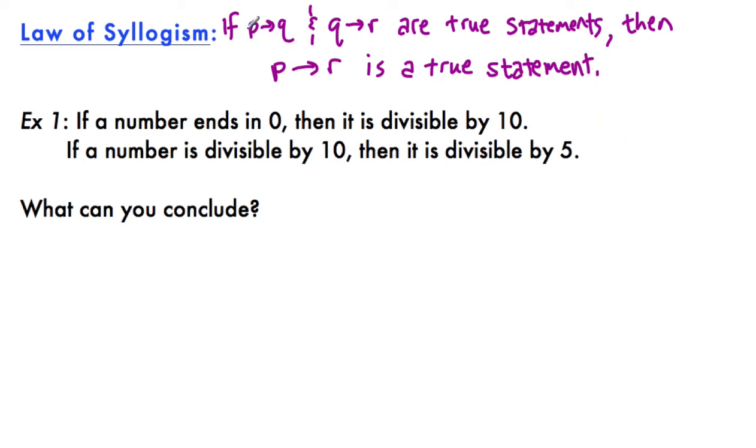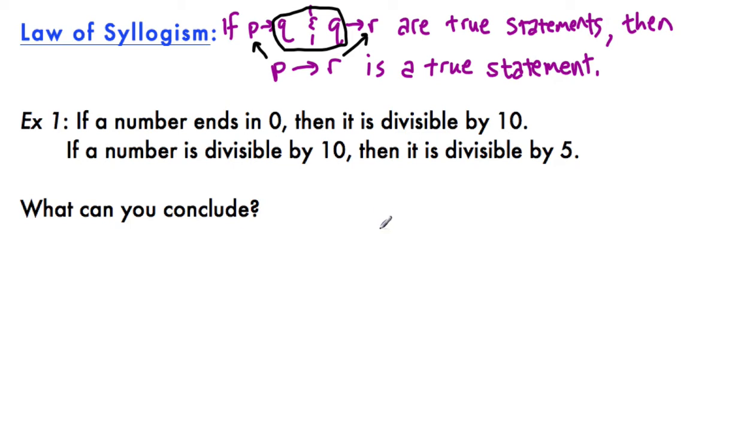Let's look at what we're saying. If P implies Q, that's what we're used to: hypothesis implies conclusion. And if we have a second statement that takes the conclusion of the previous one and implies another piece, a new conclusion, and they're both true statements, then the original hypothesis implies that second conclusion. Notice we've got the same statement as the conclusion of the first and the hypothesis of the second.